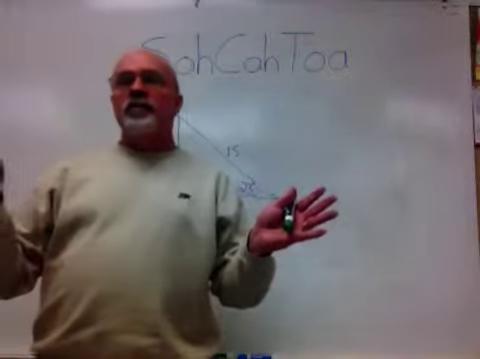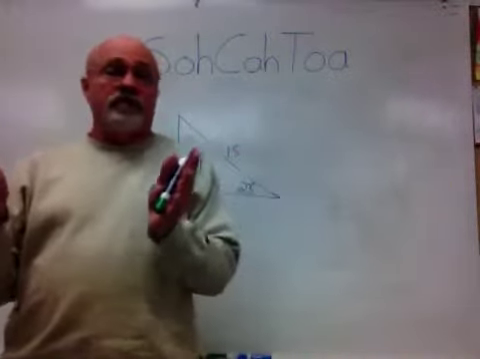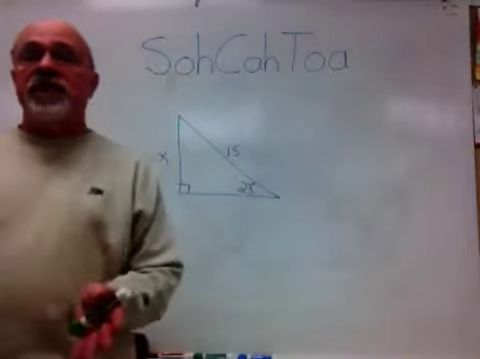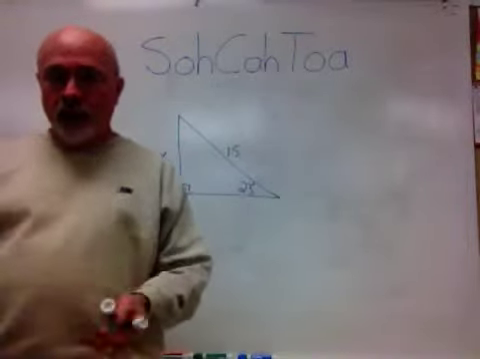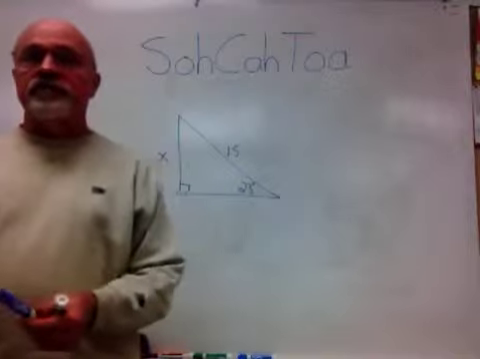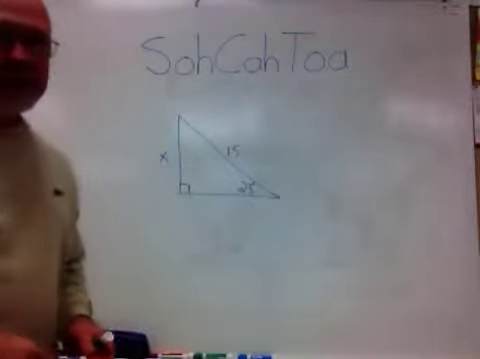Okay, now that we know what the trigonometric ratios are, they're fractions, ratios of sides in a right triangle, how do we use those ratios to find missing lengths? So here's our first example.